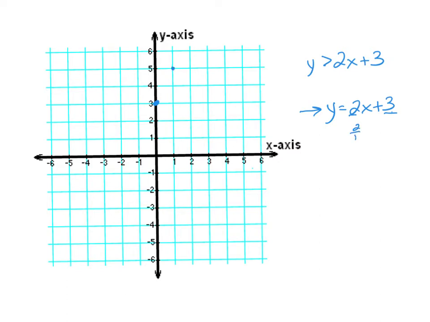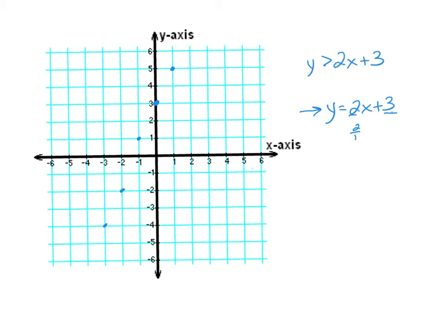So if I go up 2 over 1, I could put a dot at the point (1, 5). Or if I go down 2 and over 1 to the left, I can put a dot at (-1, 1). I can continue if I want to and put in more dots, if I wanted to draw a line for this particular equation.